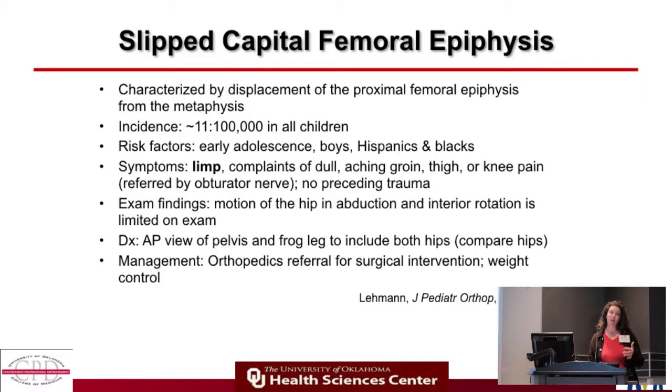She's like, yeah, so we go ahead and get frog leg views of it because in 20% of the time it can be bilateral, and to try to make that diagnosis. And early on, you'll just see a widening of the joint space before the complete posterior displacement. So I think it is worth it, if you have any concerns or hip range of motion is not normal, to go ahead and get those x-rays, and then an orthopedics referral as well.